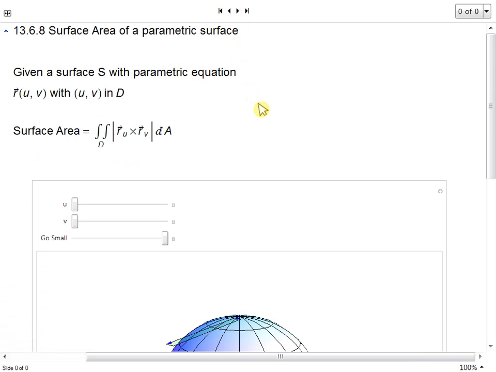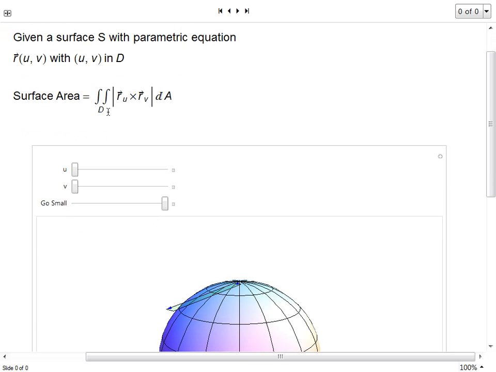All right, surface area. This is actually pretty cool. Given a surface S with parametric equation R of u, v, look at this notation, with u and v in D. Remember how I said the domain was sitting on the side a second ago? It looked like a little rectangle? Well, that's now our D. Our D is our rectangle on the side. So if we want to know the surface area of a surface on that domain, then it's going to be the double integral of this.